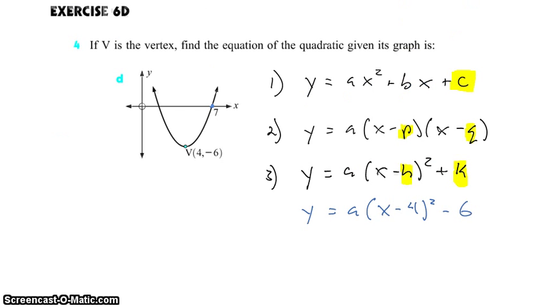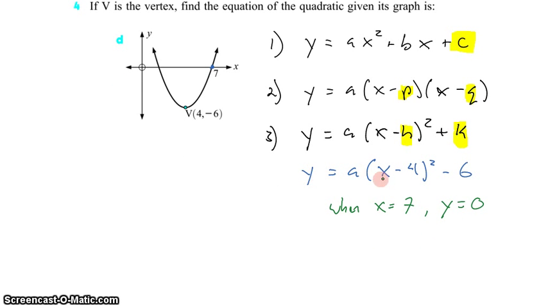Now it looks like I'm pretty close. I just need to know this value for a, so I need to look at the other information that I know. The other information that I know is that one of the zeros is at 7, which means that when x is 7, y is 0. Knowing the value of x and y simultaneously allows me to plug that in and solve for a. So when y is 0, x is 7.